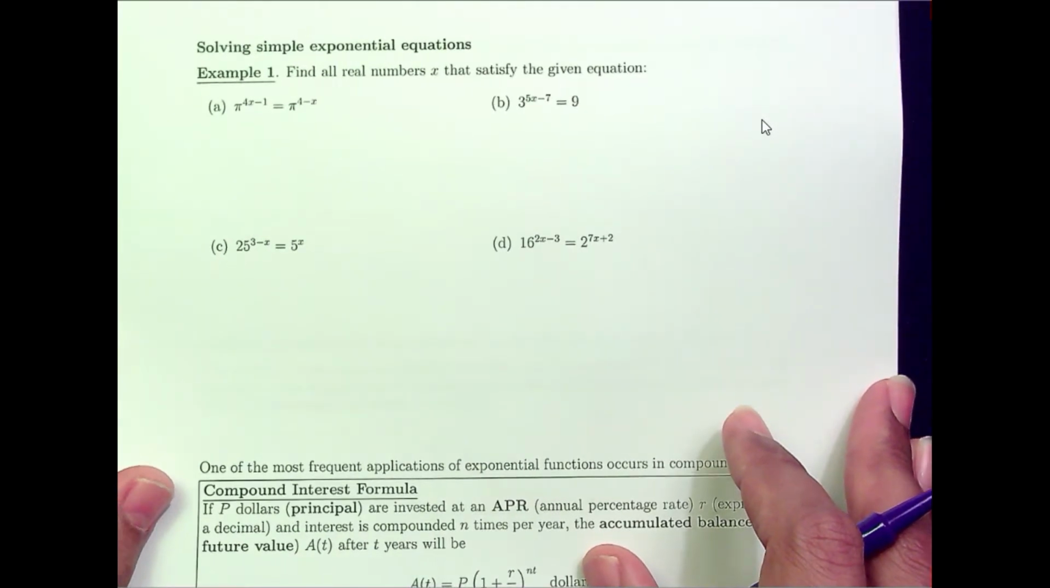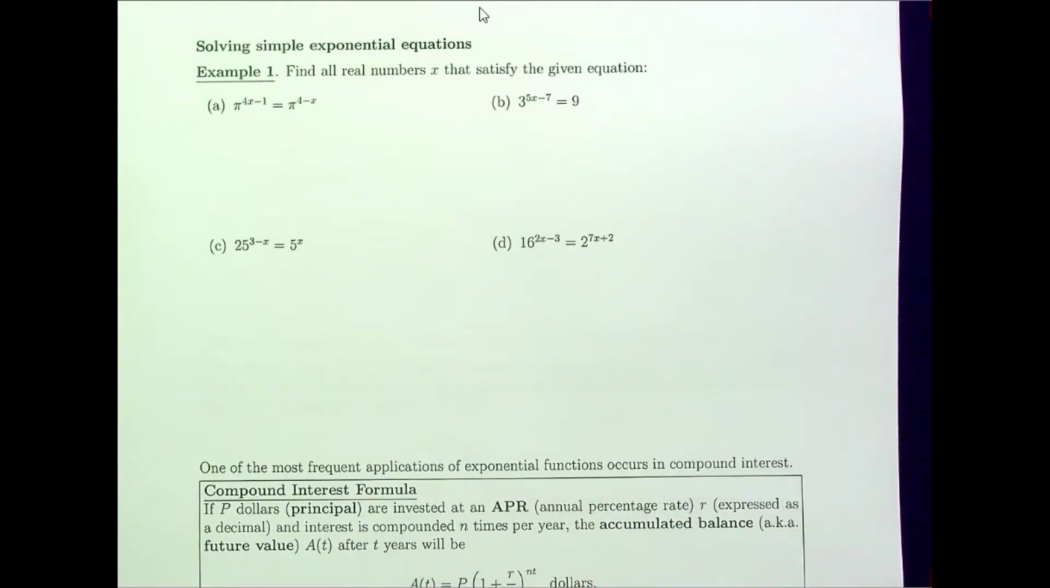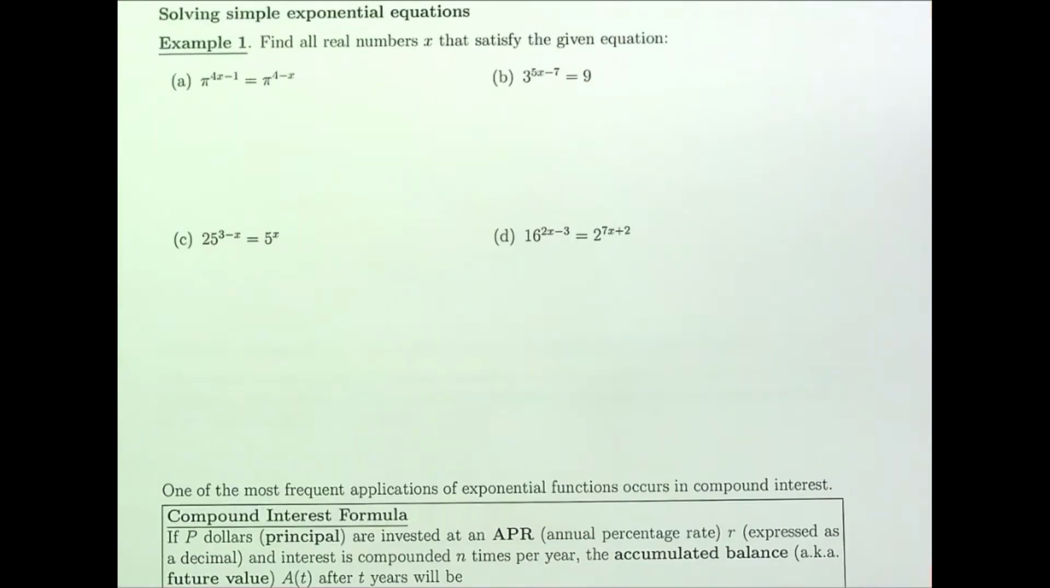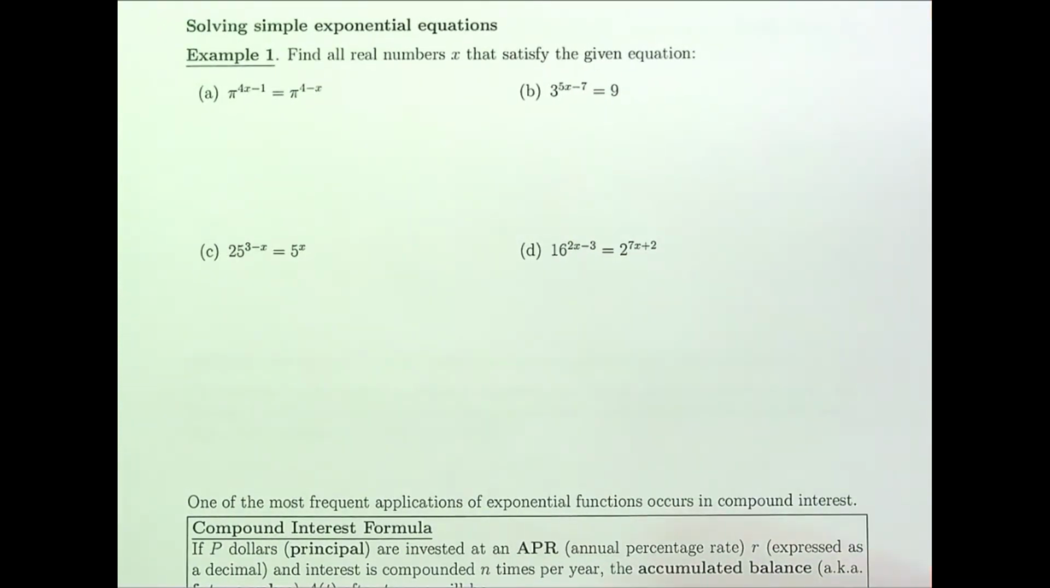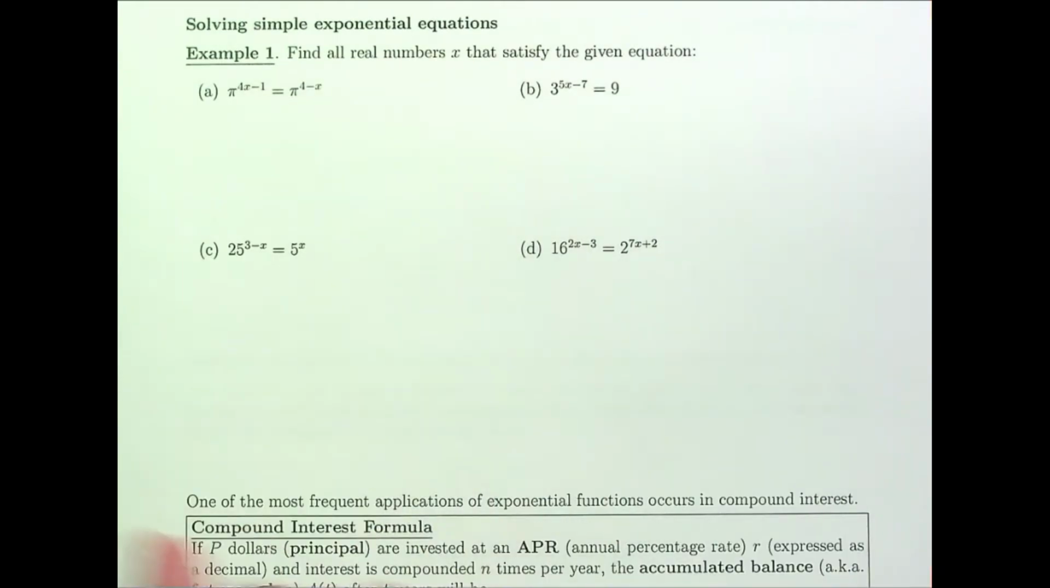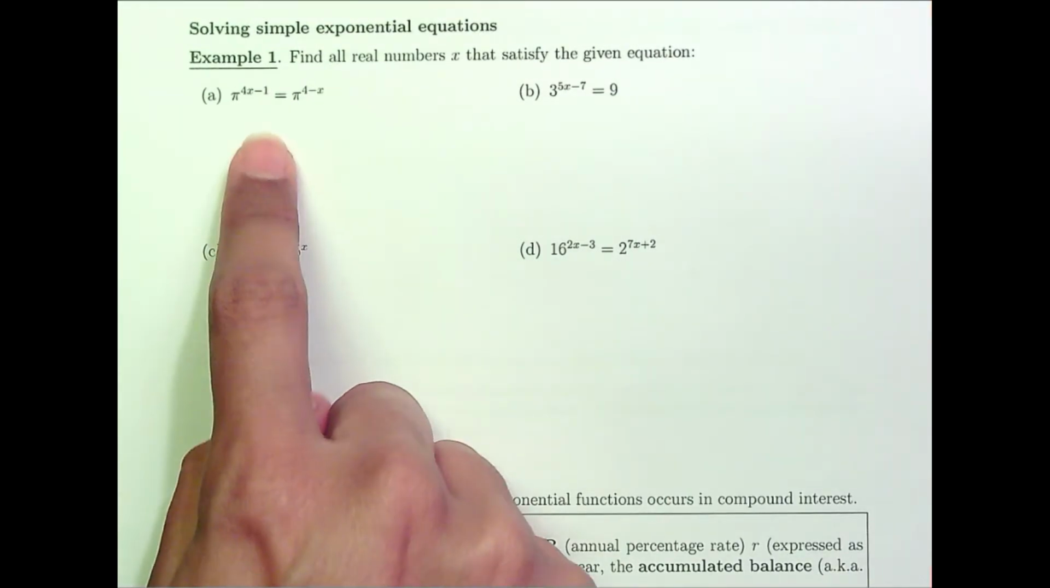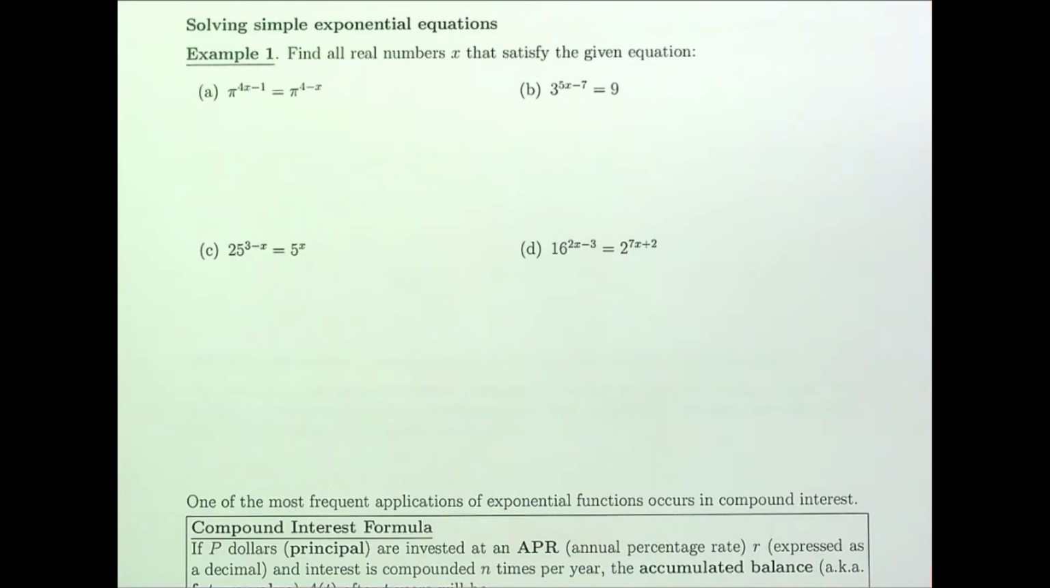Let's solve some simple equations. Okay, we have to solve for x in all of them. The first equation right here says find x where pi to the 4x minus 1 equals pi to the 4 minus x.